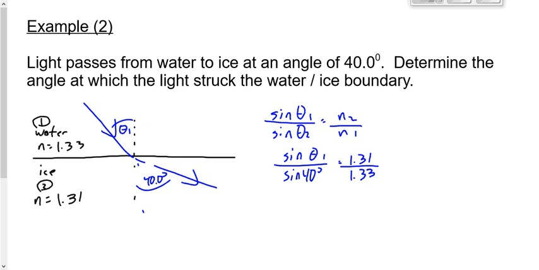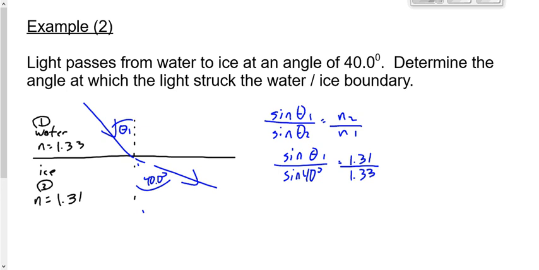Now, the one thing about these questions is if you're conscious of reasonable answers, you look at your answer and you check to see if it's reasonable, you should be able to tell if you've made a mistake. It gets a little bit tricky with all the numbers here, but you should be able to tell if you've got them right, because we should expect theta 1 to be smaller than 40 degrees, right? The angle increased because n decreased.